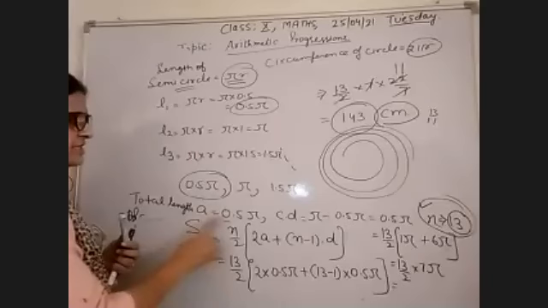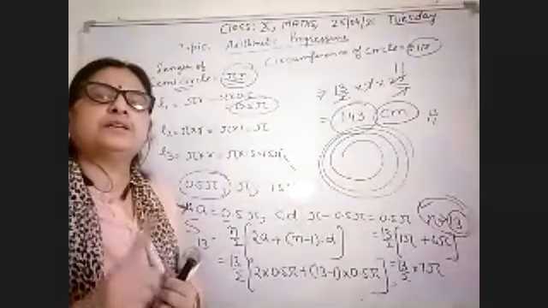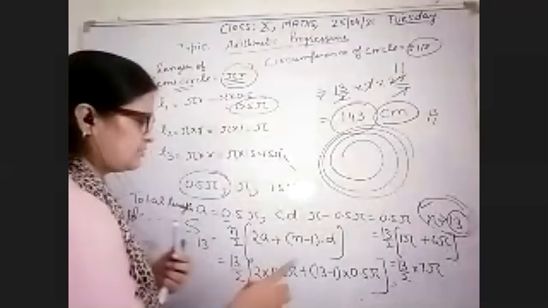So your first term is 0.5 pi, and the common difference, when you subtract 0.5 pi from pi, is 0.5 pi. Now you have to find the total length of the spiral up to the last term. The last term is not given, only the number of terms, n equal to 13.